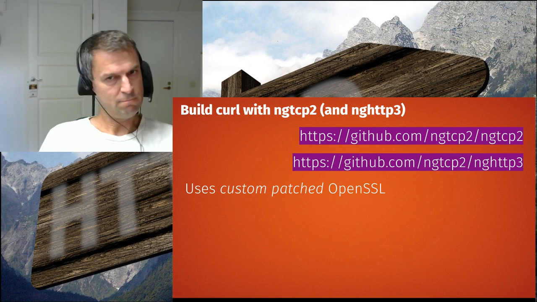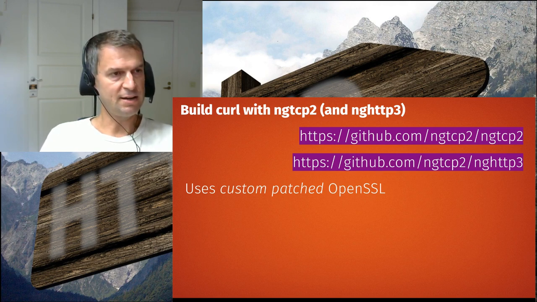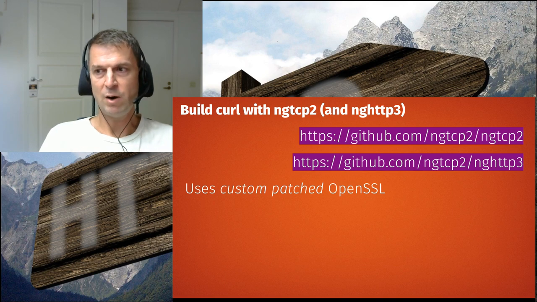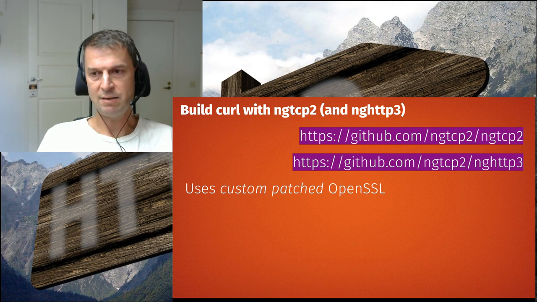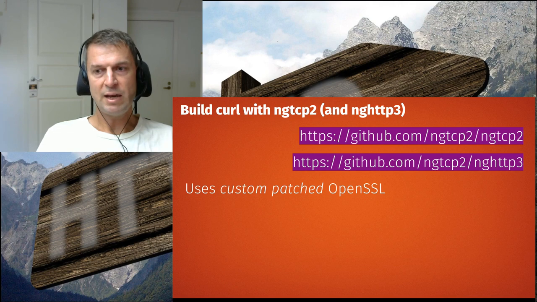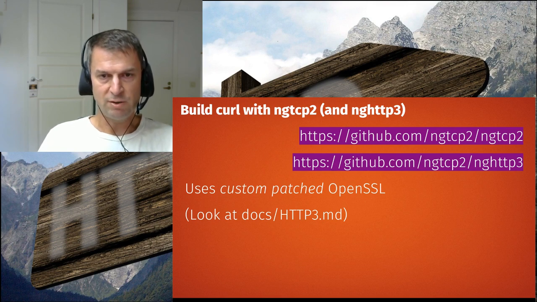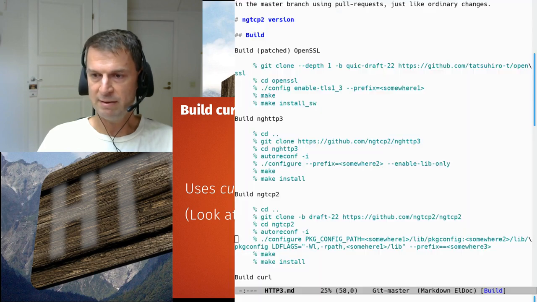And back again to the TLS API funny monkey business. You use a custom patched OpenSSL, because OpenSSL doesn't provide the APIs to allow us to do QUIC. So we need to extract and provide more functionality from OpenSSL than it does on its own. So if you want to go the NGTCP2 route, you get these libraries and build his patched OpenSSL, him being Tatsuhiro, the main author behind these two libraries. So you get that patched library that provides the necessary APIs, and again you can look at the HTTP3.md file, which describes how to build the NGTCP2 version.